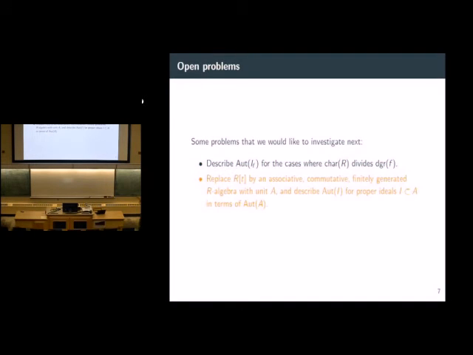Then second, we would like to replace R, the polynomial ring, by a general algebra A and compute the automorphisms of the ideals, of course, in terms of the automorphisms of A. This seems to be the most natural and interesting question that we can ask ourselves. And then, again, playing on that theme of trying to rewrite things in terms of some sort of geometric object, we came up with this variety determined by f. Let me try to explain what this thing is.